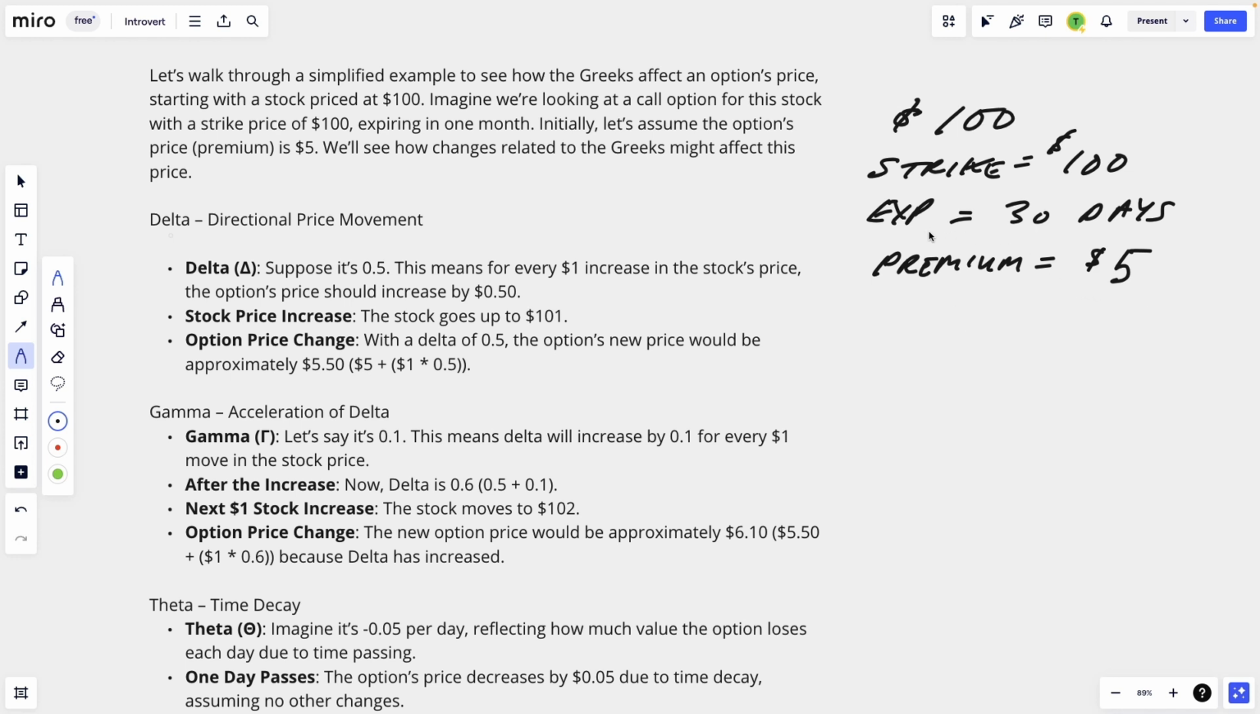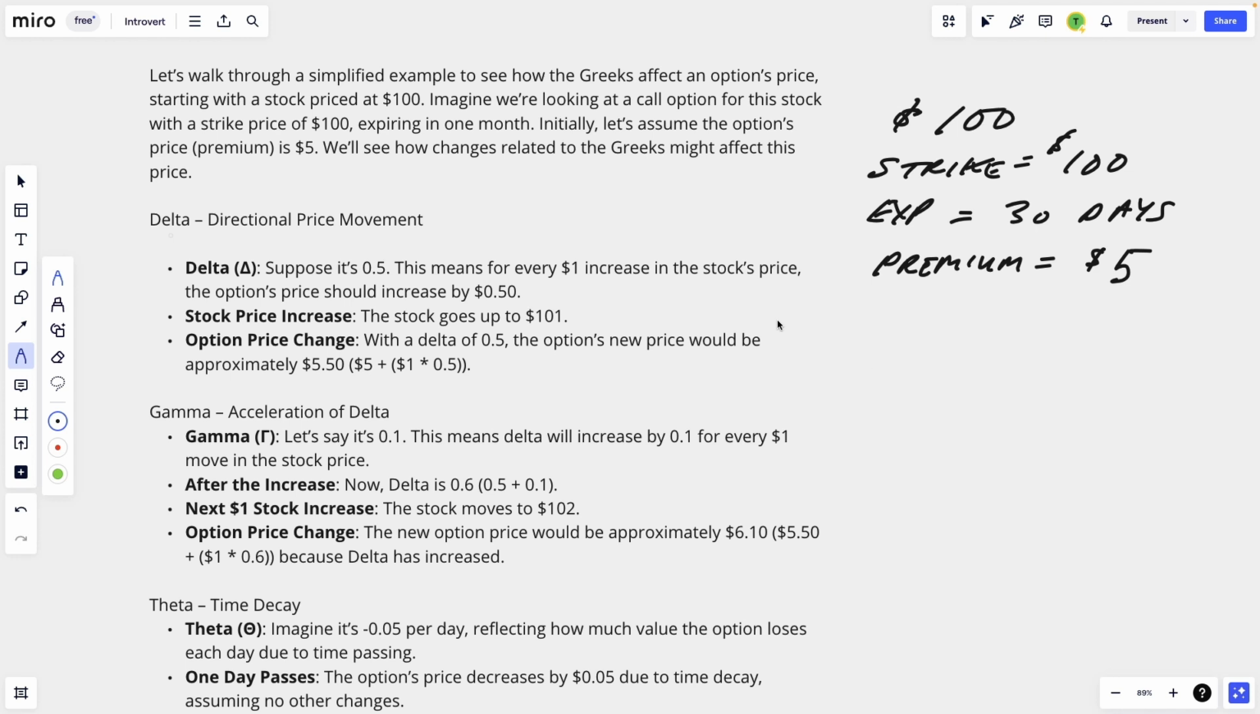And that's because it still has time left till expiration. It still has 30 days. So there's still a probability that the stock price will go up above the strike price, giving this option some value. And that is shown in this $5 premium of extrinsic value. So there's just a little refresher of intrinsic and extrinsic value and in the money and at the money options.